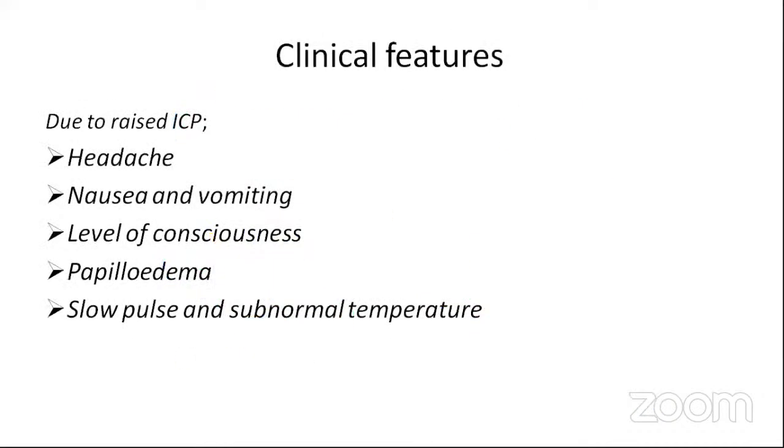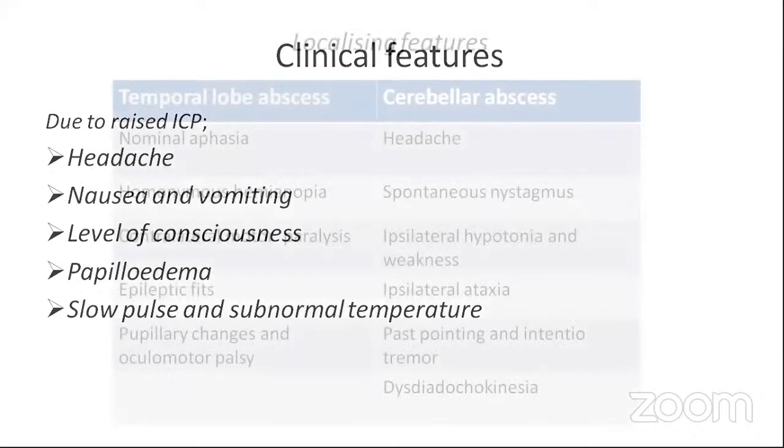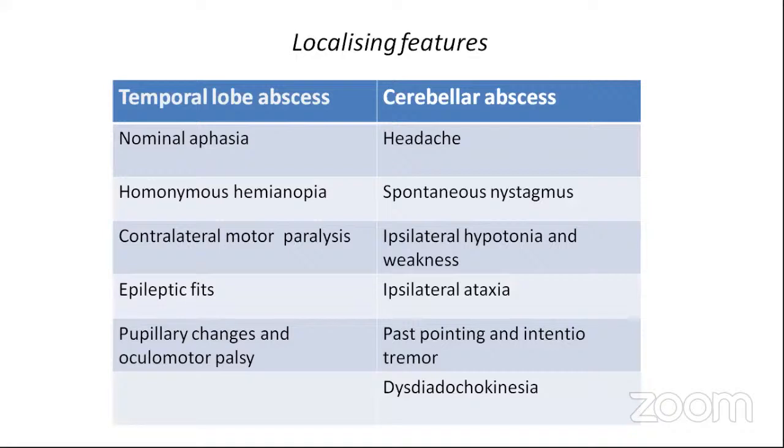The clinical features due to raised intracranial tension include headache, nausea, and vomiting. There will be loss of consciousness, papilledema, slow pulse, and subnormal temperature. Temporal lobe abscess is more common than cerebellar abscess. In temporal lobe abscess there will be nominal aphasia, whereas in cerebellar abscess there will be headache.